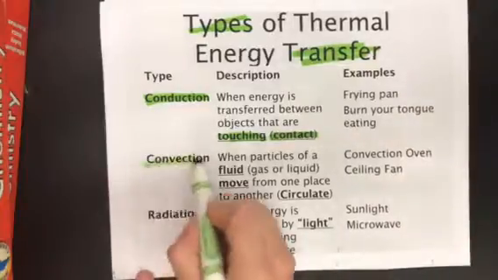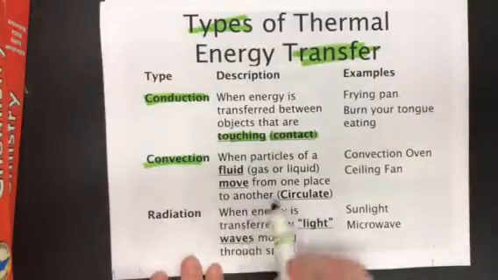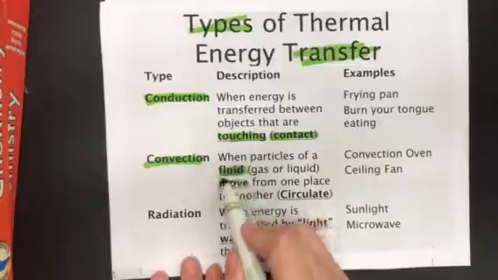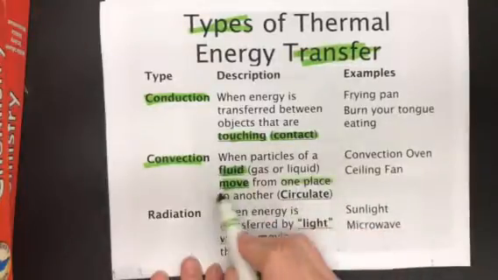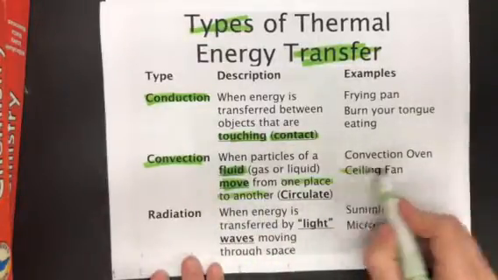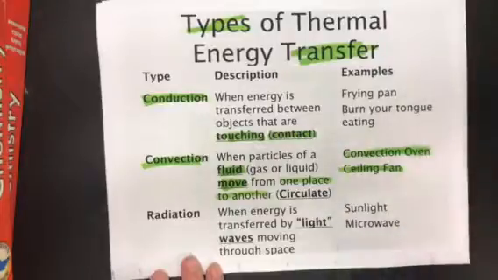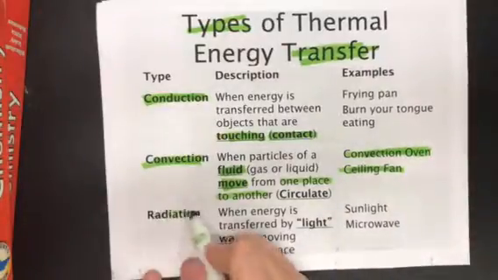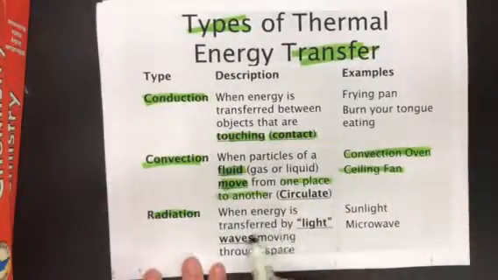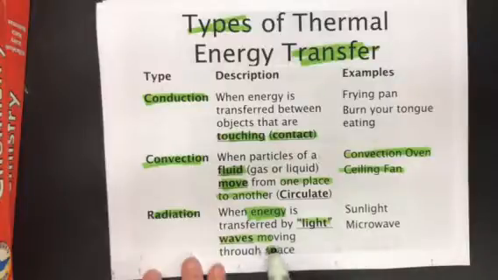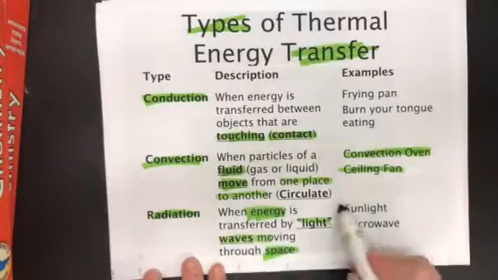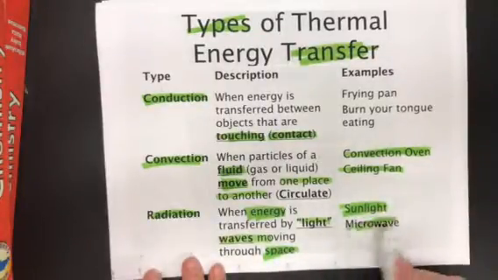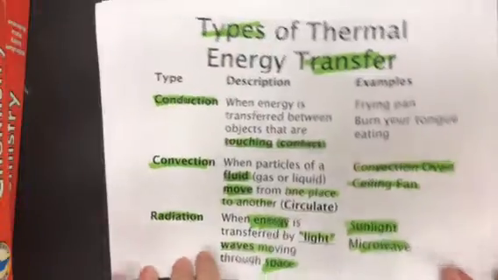Okay, convection is when you have particles in a fluid that can move from one place to another. Most common example of this is a ceiling fan in a convection oven. Radiation, energy is the key word there, transferred by waves, by light moving through space. Most common example of this, sunlight, microwave type things.